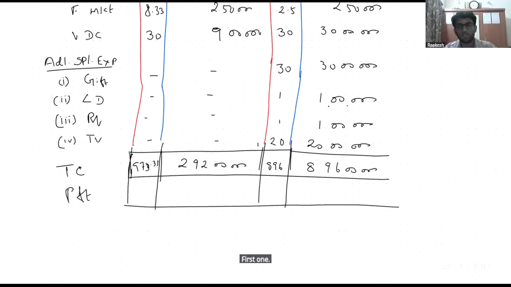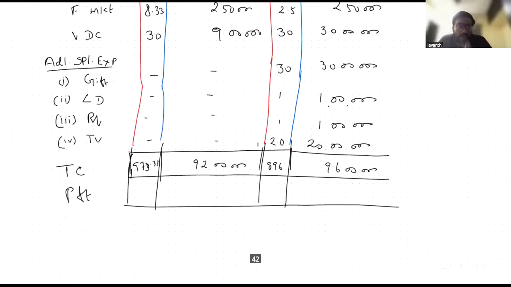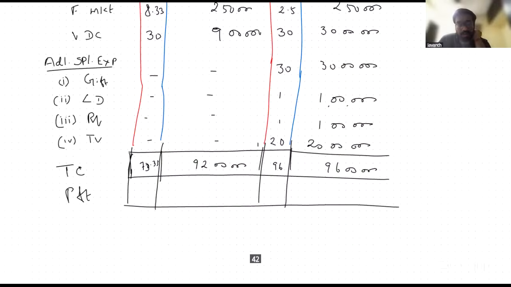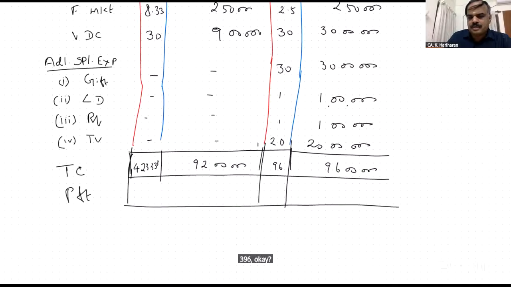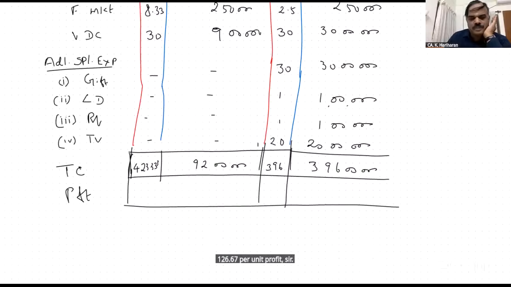First one then comes to 1 crore 27 lakhs, sir. Yes sir, I said it wrong. 423.33 per unit cost for the first. Per unit cost 423.33 per unit for the first. 423, 396 per unit. Profit comes to sales minus cost is equal to profit. $126.67 per unit profit, sir. 126.67 per unit profit.